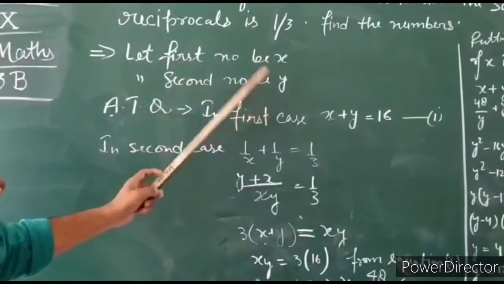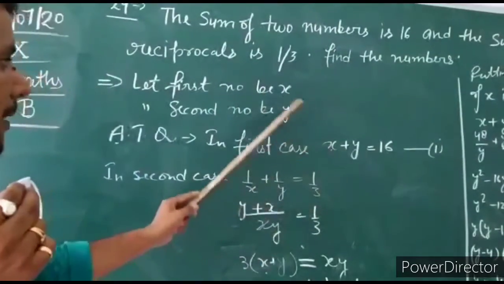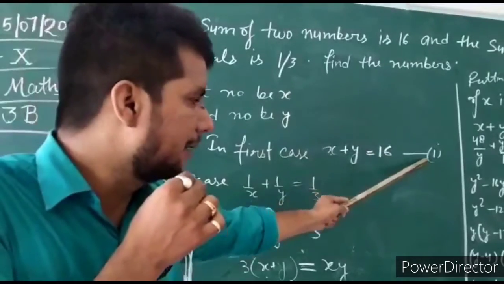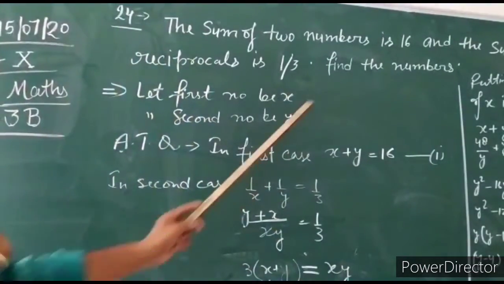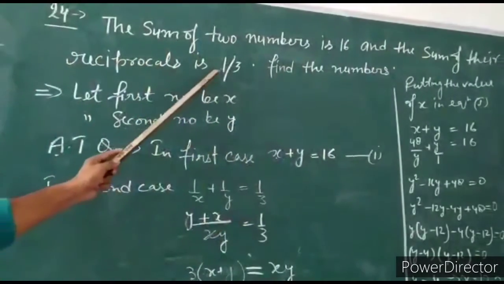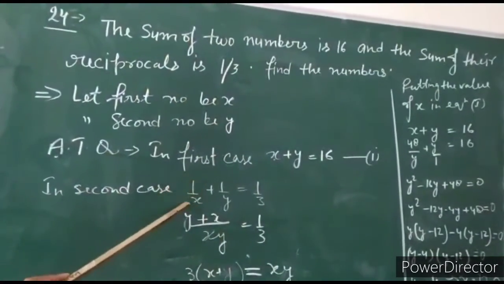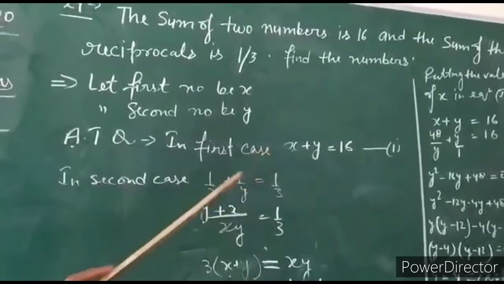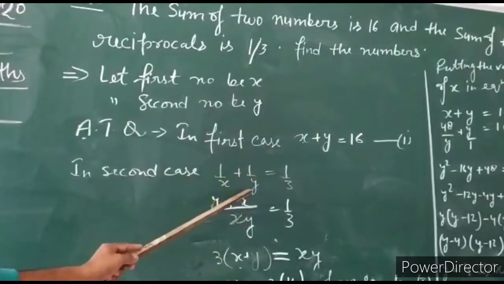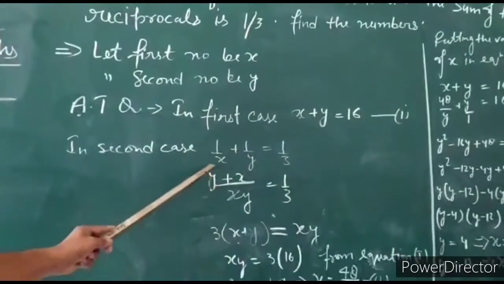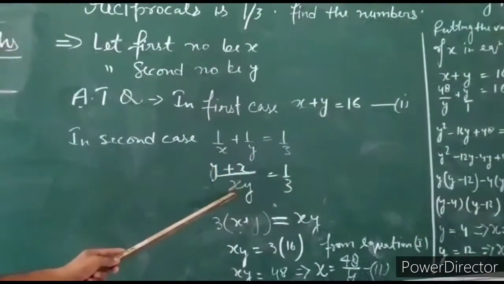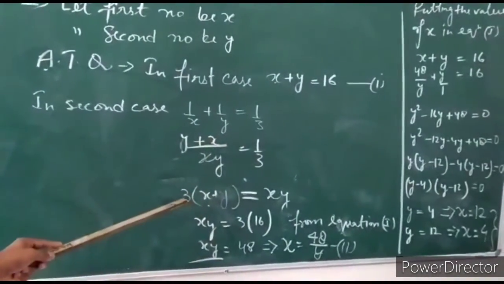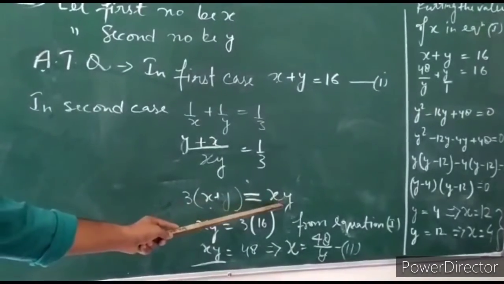According to the question, in the first case, since the sum of two numbers is 16 and our numbers are x and y, therefore x plus y is equal to 16, and we will represent it by equation first. In the second case, the sum of their reciprocals is 1 upon 3. Reciprocal of x will be 1 upon x and reciprocal of y will be 1 upon y, therefore 1 upon x plus 1 upon y is equal to 1 upon 3. After solving this, we get y plus x upon xy is equal to 1 upon 3. After cross multiplication, we can write 3 into x plus y is equal to xy.